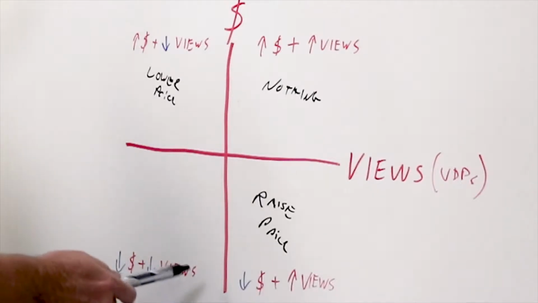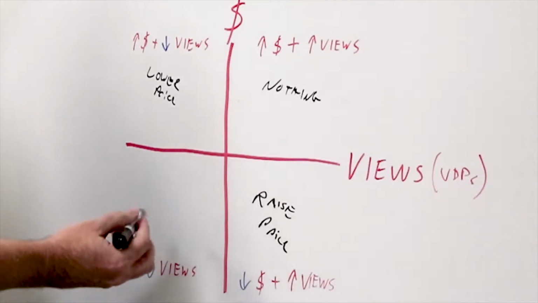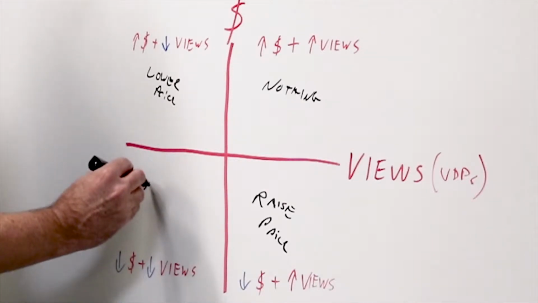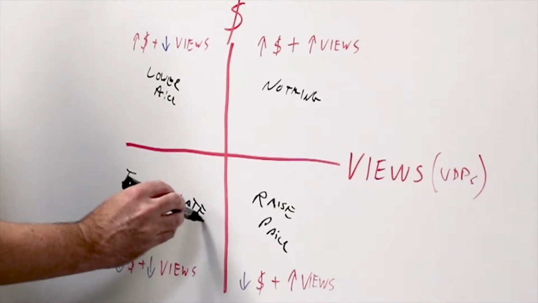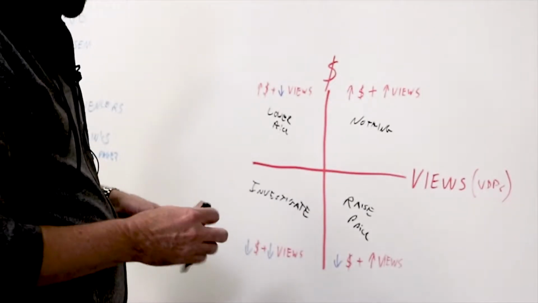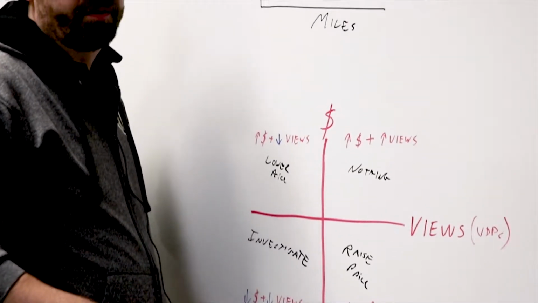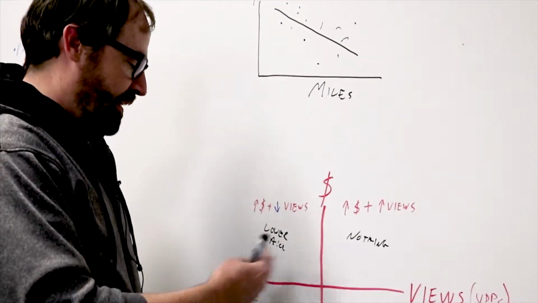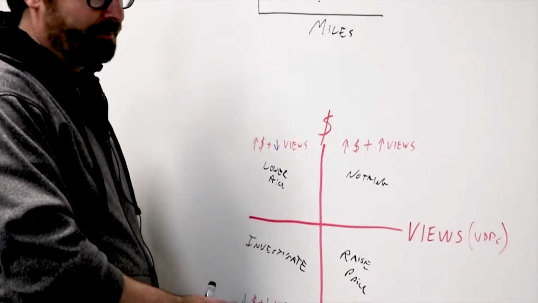And then this last one, low price and low views or low VDPs. In this case, what needs to happen is we need to investigate. Either there's something wrong with the car, like a bad Carfax, or it's got an airbag deployment, or maybe we've completely merchandised the car wrong. The pictures are showing some damage, or something else is going on with the car. Because it's not a price issue, because the price is already really low.